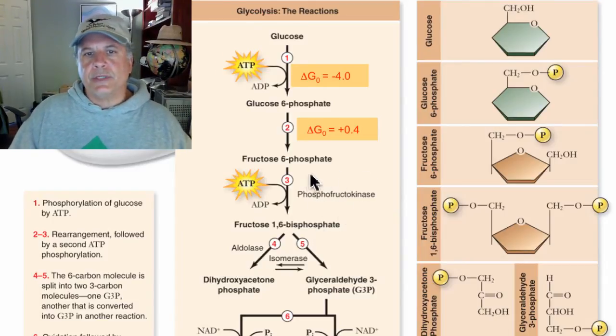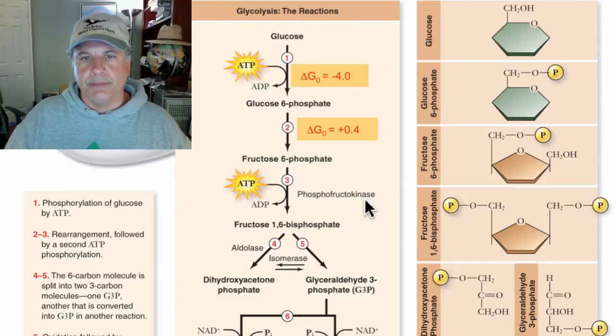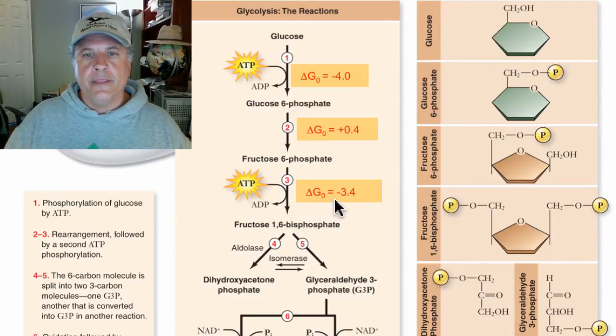And phosphofructokinase is actually a regulatory step. This can be allosterically regulated by negative feedback inhibition. We're not really going to go into that, but this is a regulation step for glycolysis, whether or not glycolysis will proceed. Phosphofructokinase can be inhibited by allosteric inhibition. And you should know what that is by now, I hope. So at the end of step 3, we have fructose 1,6 bisphosphate. The delta G there was negative 3.4.